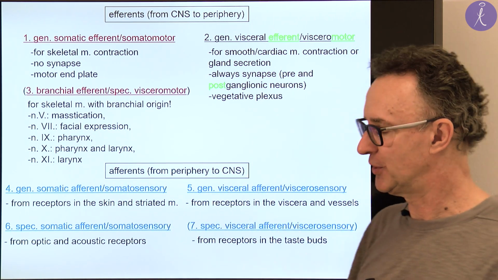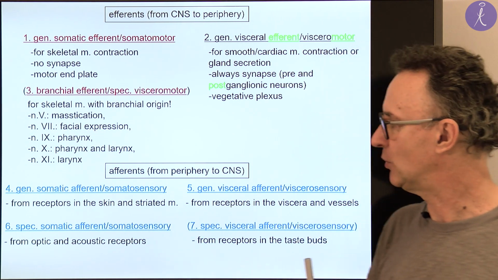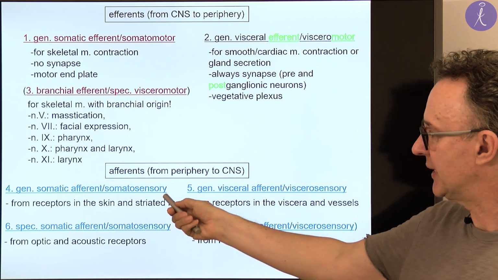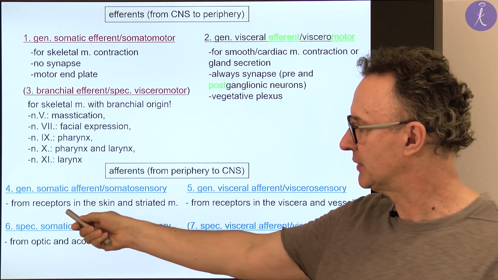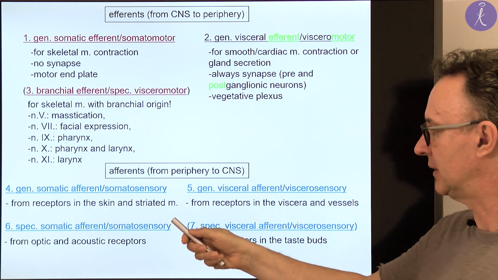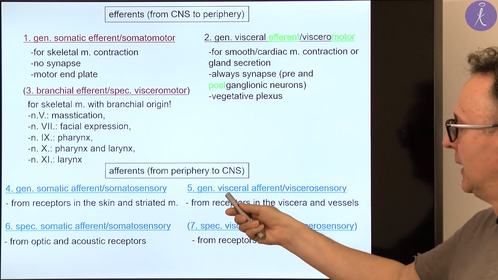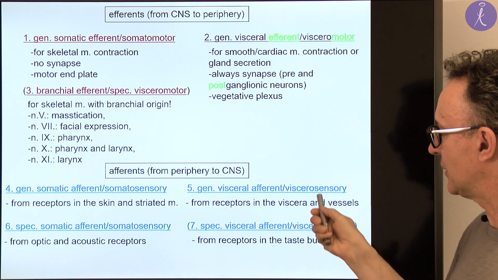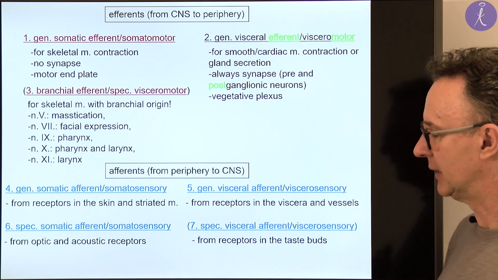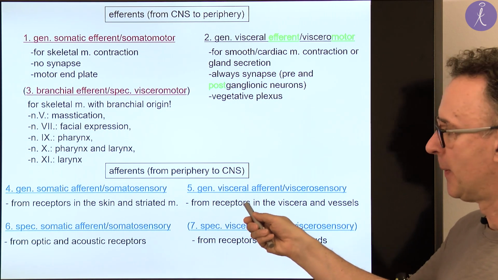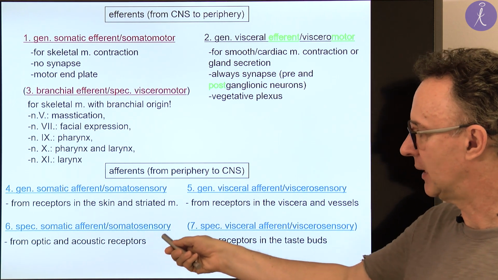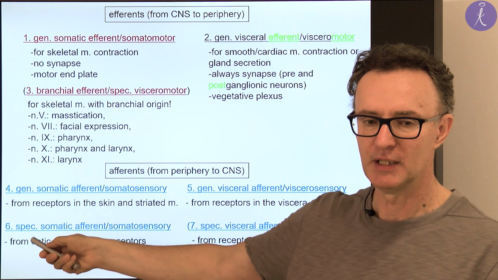In case of the sensory or afferents, we may have also some subdivisions. First, I mentioned the somatosensory from the so-called exteroceptors or proprioceptors from the skin or from the striated muscles, respectively. And I mentioned the viscerosensory as well from the receptors of the visceral organs and vessels. These are called interoceptors.